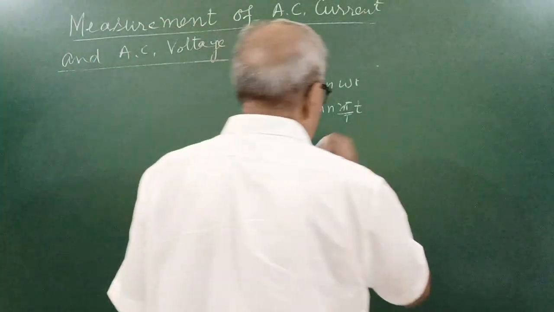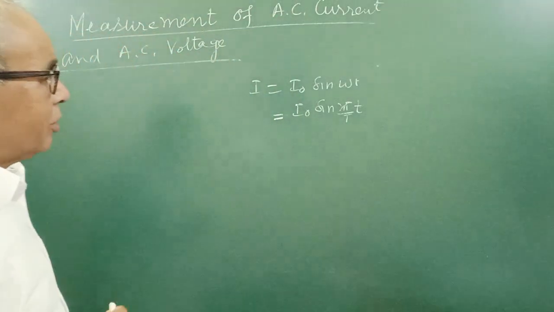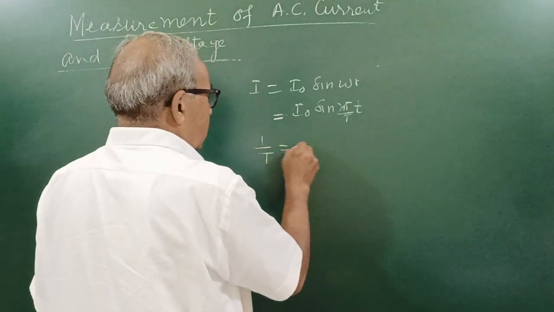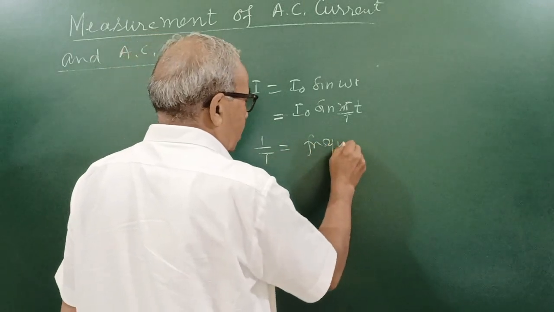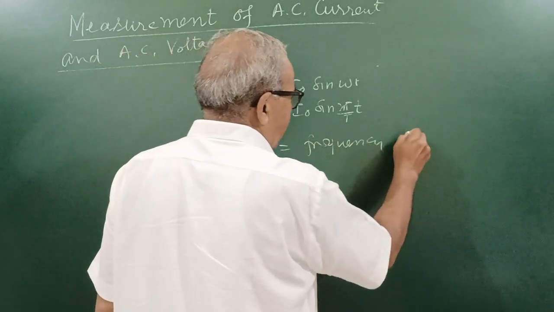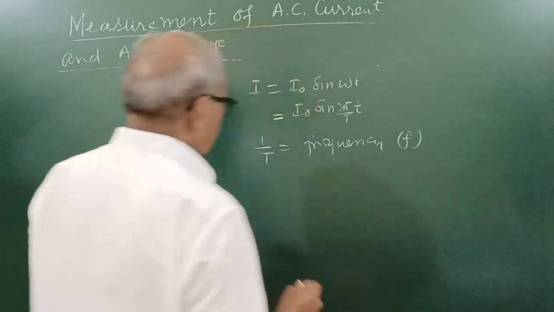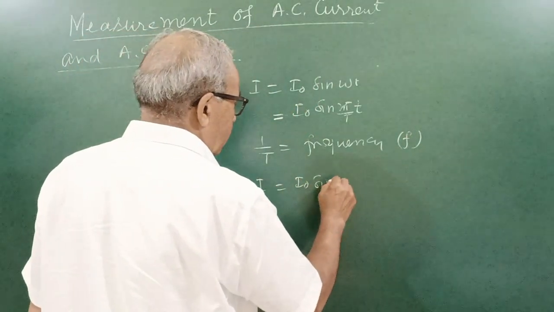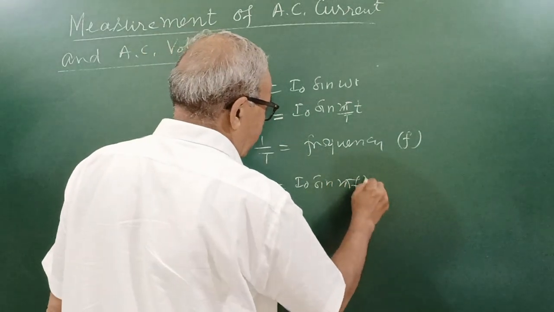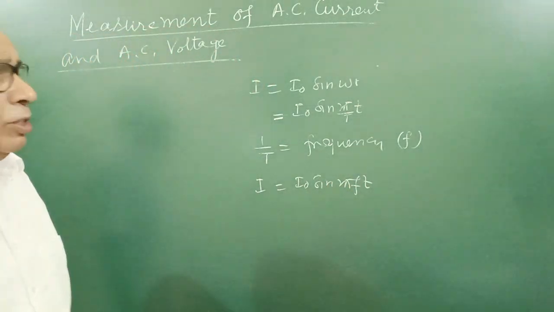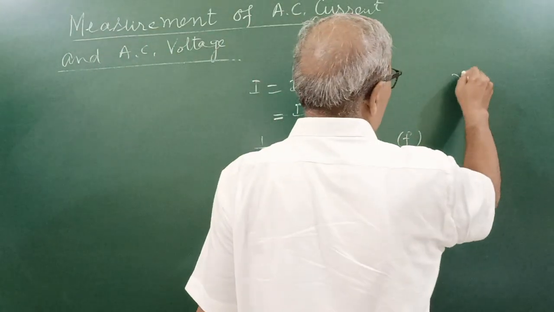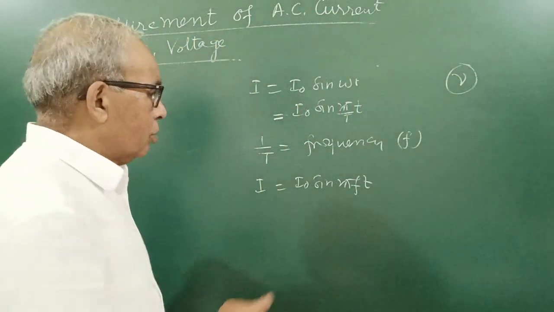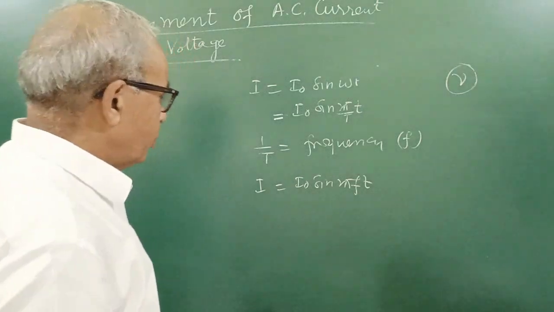Here, one thing more I forgot to write there. 1 upon T equal to the frequency of AC. I write it by f. So we can write I equal to I0 sine 2 pi f t. Actually, in books they write frequency as nu. So that we don't get confused with the frequency of a wave, that's why I write f.